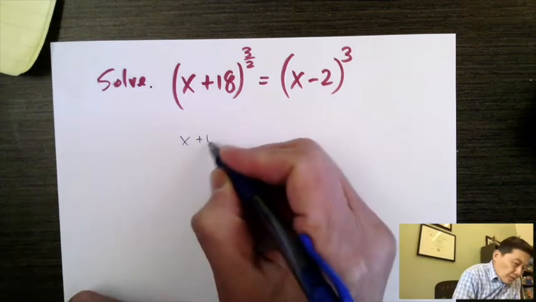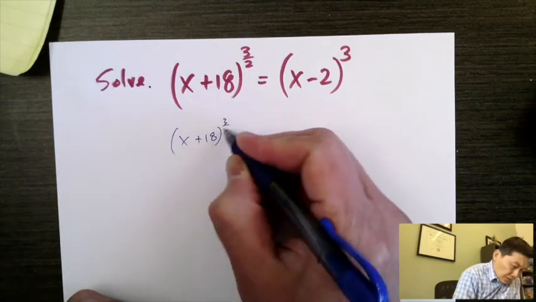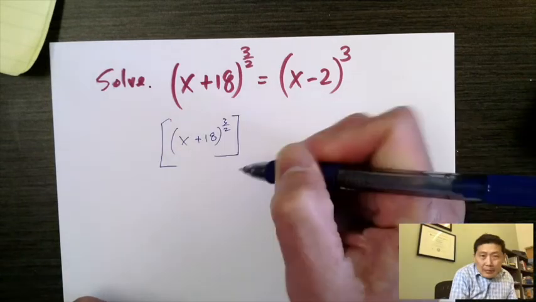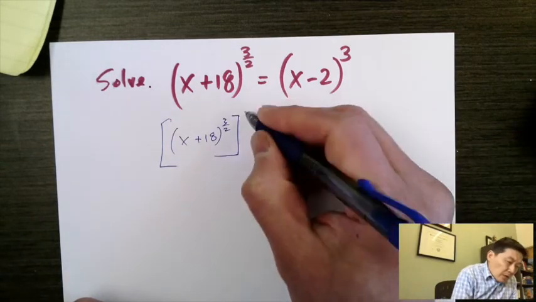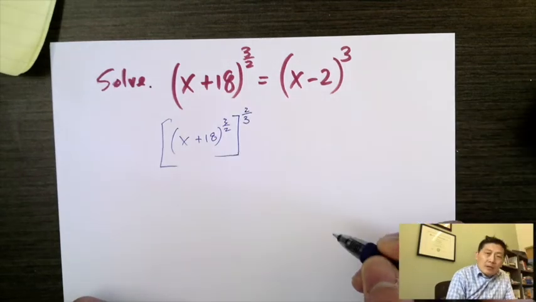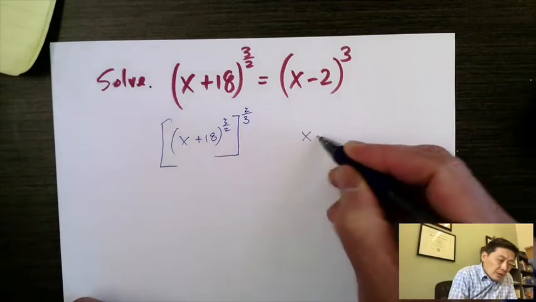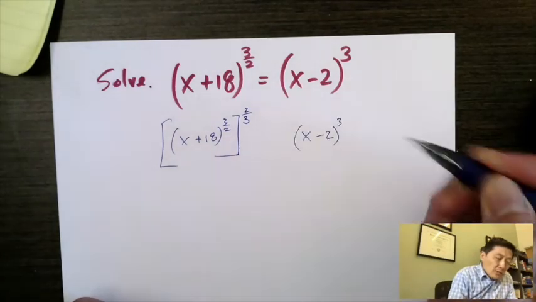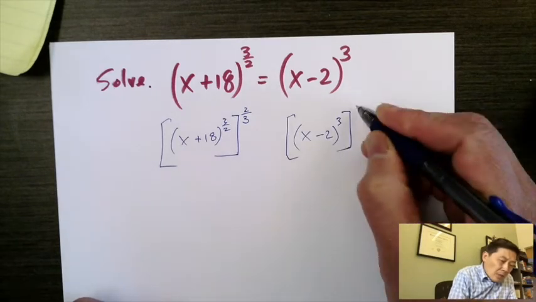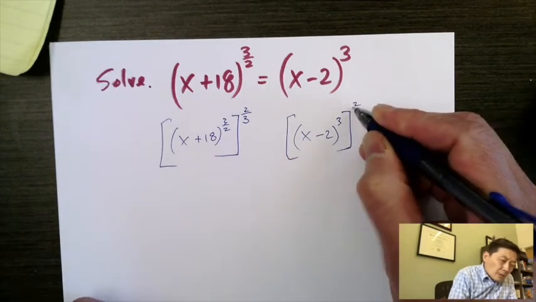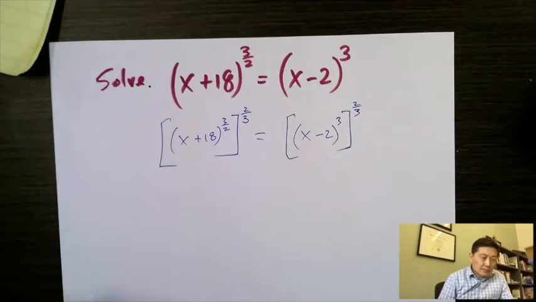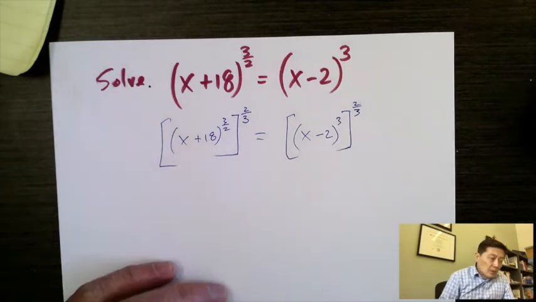x plus 18, this is the 3 half power. So I want to get rid of the 3 half power, and one way to think about it is I can apply the 2/3 power on that side. So if I do that, on the other side, x minus 2 cubed, I also have to do the same, applying a 2/3 power there, and the equal sign remains right there. Okay, so that's what I'm going to do. Take a look at this, right?